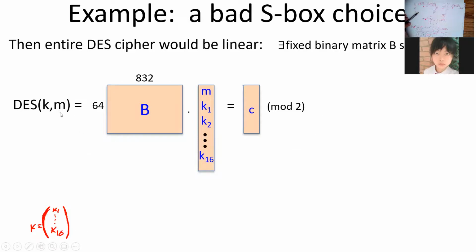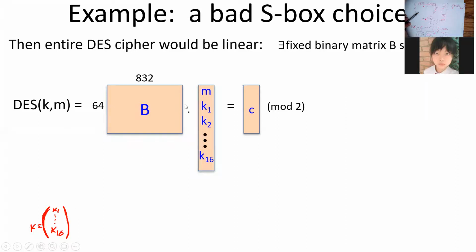And if this linearization existed, then DES would be insecure, because it doesn't matter what these 16 keys are. They can indeed be random keys or outputs of a PRG on a random seed, as is the case. It doesn't matter.